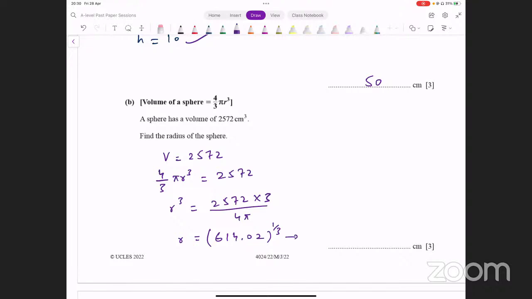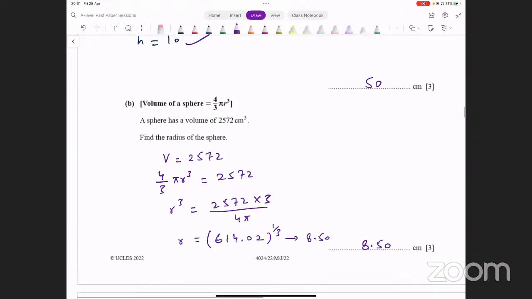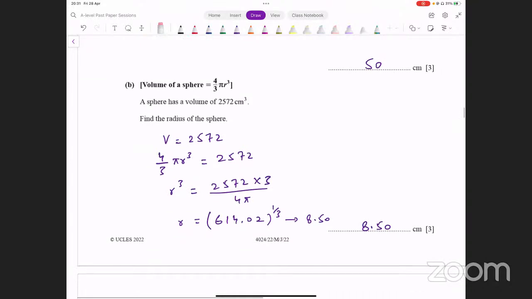Power 0.3333. Let's see what this turns out to be. 8.499. That's 8.50. Okay, and that's your radius. 8.50 centimeters. आपने बस formula में values input की और उससे radius निकाल लिया. This is what it turns out to be. ठीक है, ये evaluate किया calculator से, 614.02 आया, क्योंकि लेफ्ट साइड पे r क्यूब था, तो हमने क्यूब रूट ले लिया दोनों साइड्स के ऊपर. क्यूब रूट लेंगे तो आपके पास 8.50 आ जाएगा.